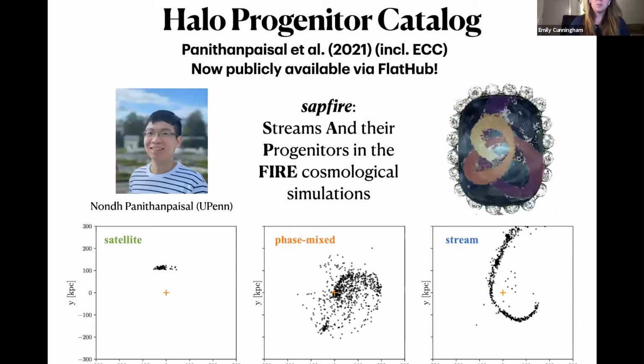I want to pause and take a moment to acknowledge the fact that this work, as well as all other projects I've worked on in FIRE, really relies on the work from Nondh Nithin Panithanpaisal, who is an outstanding graduate student from the University of Pennsylvania, working with Robyn Sanderson. So Nondh just wrote an excellent paper on stellar streams in the Latte simulations, and he actually made his catalog of streams publicly available. So you can Google him, check out his catalog to have a look at the streams in the simulations, and check out his paper. But I owe him a great debt of gratitude because I used his catalog to create the templates for this work.